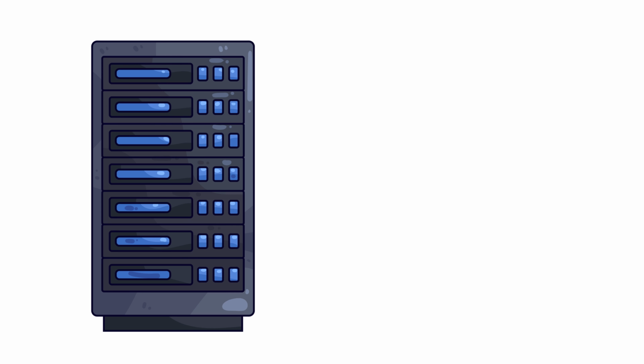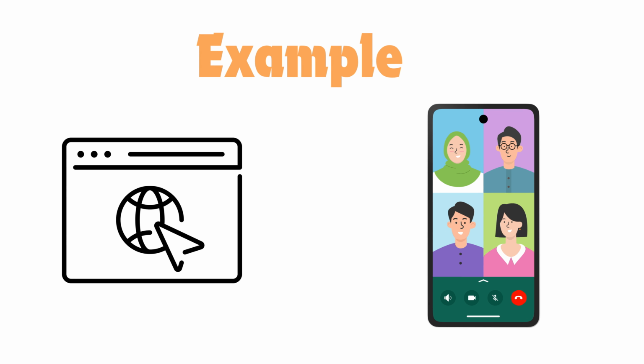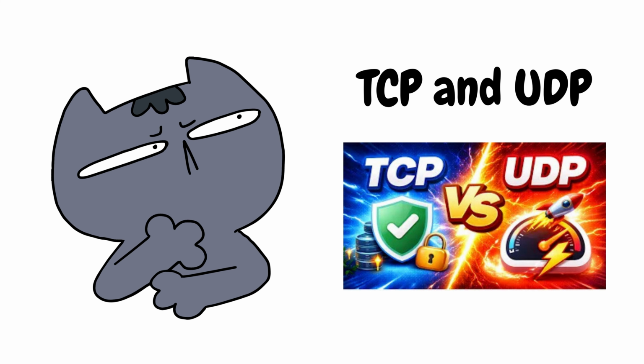The transport layer also uses port numbers, so multiple applications can communicate at the same time. For example, your browser and a video call app both use the internet simultaneously without interfering with each other. If you want to know more about TCP and UDP, you can watch my previous video on TCP versus UDP.